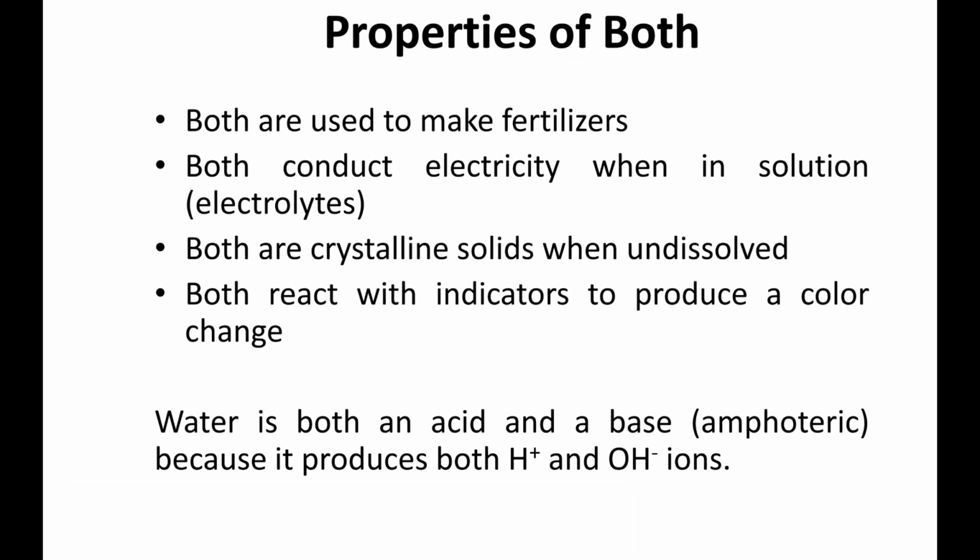Now there are properties of both. Both are used to make fertilizers. Both conduct electricity when in solution, which means they're an electrolyte. Both are crystalline solids when undissolved. Both react with indicators to produce a color change. Now water is both an acid and a base, which is called amphoteric. That's the definition of amphoteric. It acts as an acid and a base, because it produces both H plus and OH minus ions.